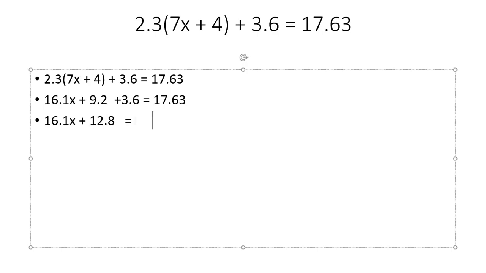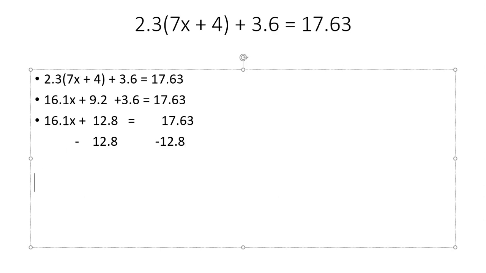for a total of 17.63. So then I have to, this one has a variable, this one doesn't have a variable, this one doesn't have a variable. I want to put the two without variables together. So my next step is going to be to minus the 12.8 from both sides, which makes the 12.8 go away.